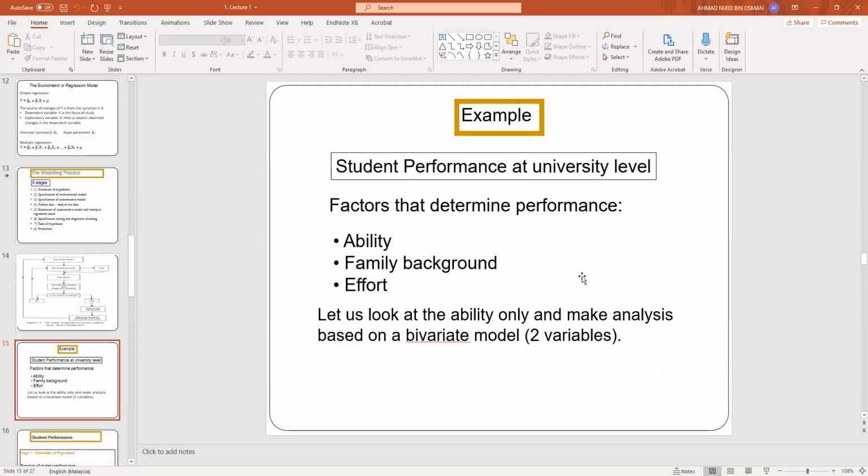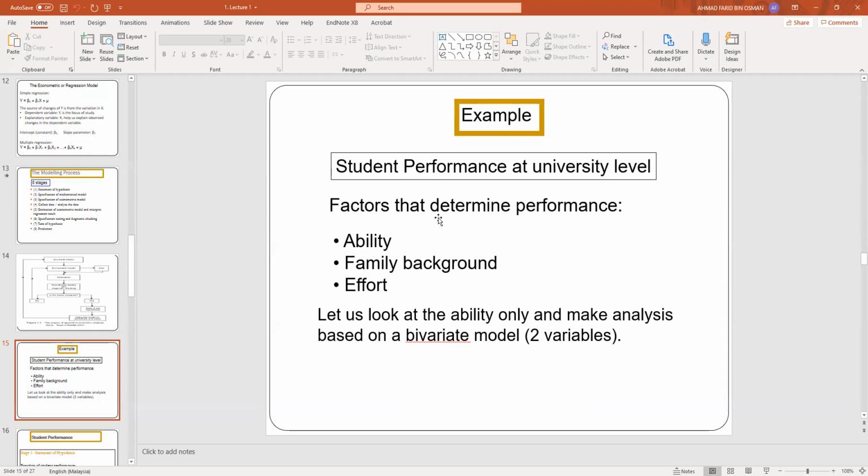So if you consider an example, let's say student performance at university level. We would like to build an econometric model to explain the relationship between student performance at university level and the factors that determine the performance. There are a number of possible determinants of student performance, including student ability, family background, and effort by the student, for example, doing revision just before they have an exam.